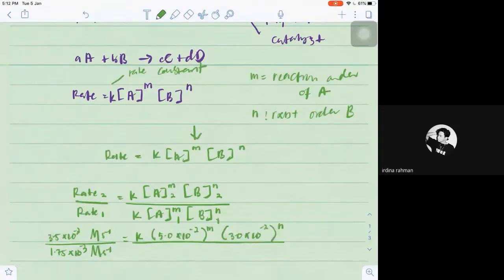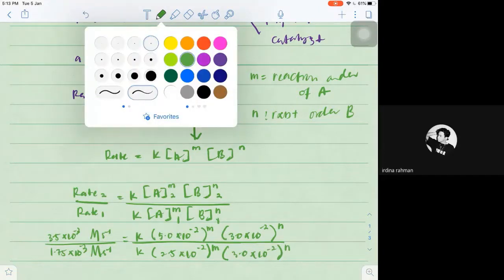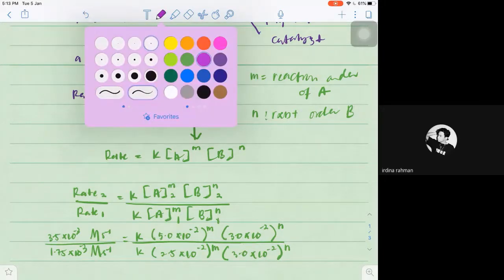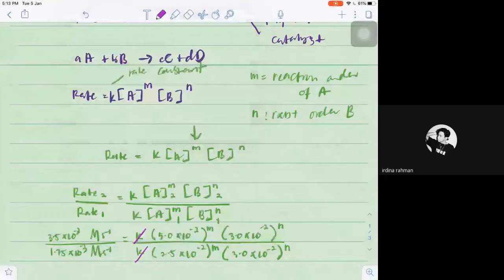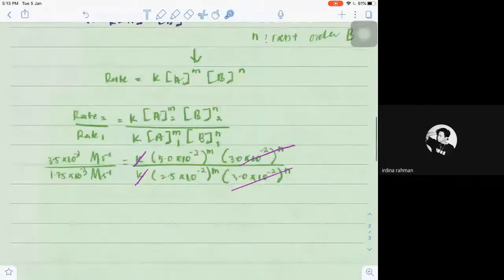And then in experiment 1, rate 1 is k, [A] experiment 1, [B] experiment 1, plug in the values. We don't know what the rate constant is, but we know the k is the same. The concentration of A in experiment 1 is 2.5 × 10^-2 power of m. The concentration of B in experiment 1 is 3.0 × 10^-2 power of n. So we can cancel k with k because they are the same. The 3 × 10^-2 power of n, we can cancel it with this because the values are the same. So what we need to calculate is just rate 2 over rate 1.